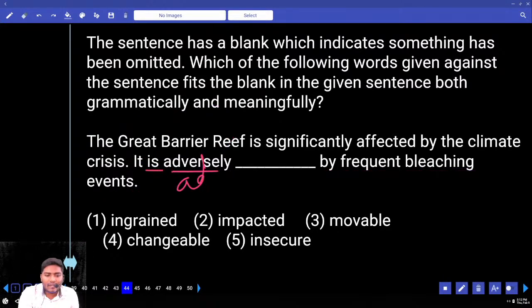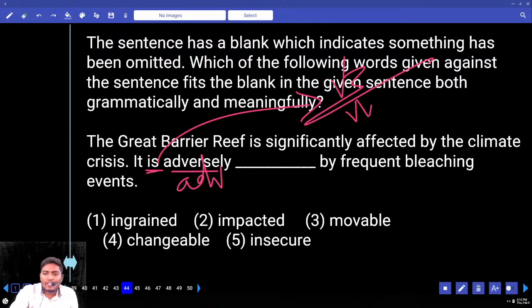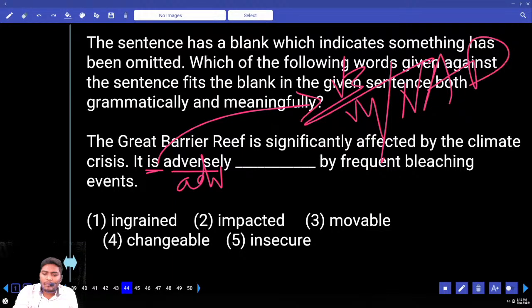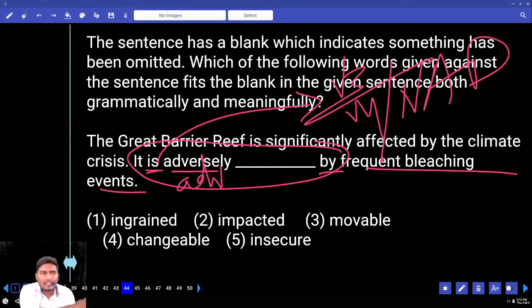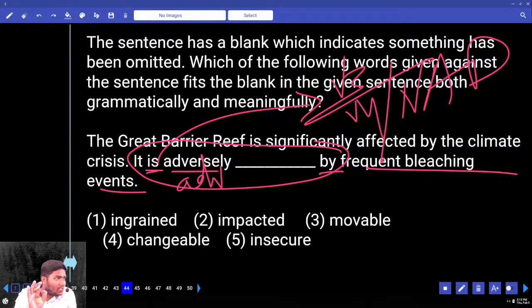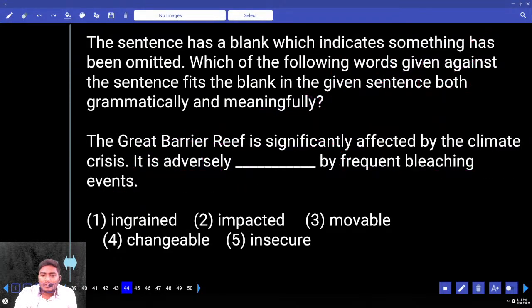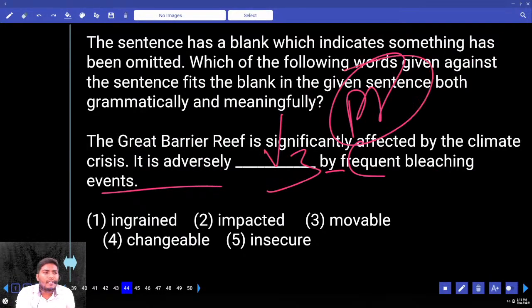What is the part of speech of adversely here? Adverb. After that what do we need? V3, V4, noun, adjective, preposition, by frequent bleaching events. Once look at this combination. Now tell me which word can you use in this blank? I'm not asking about options, I'm speaking about the grammar rule. Which rule is suitable in this case? By frequent bleaching comes with passive voice, that is nothing but V3. How many V3s we have? One is ingrained. What is another one? Impacted.